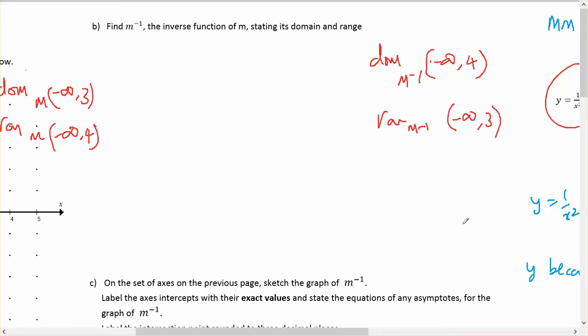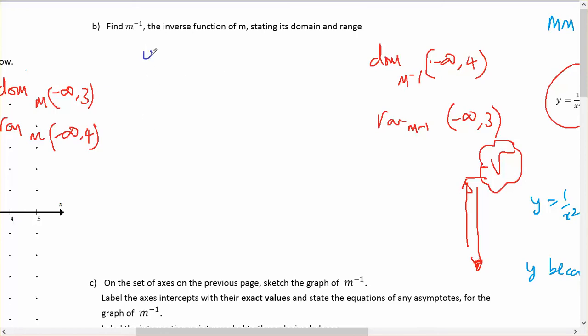So my range is going to go from all the way down here up to 3. Therefore, when I take my square root, I'm going to be wanting the negative square root, because I'm going to be wanting values that go down to negative infinity. So keep that in mind. Okay, so how do I find that rule?